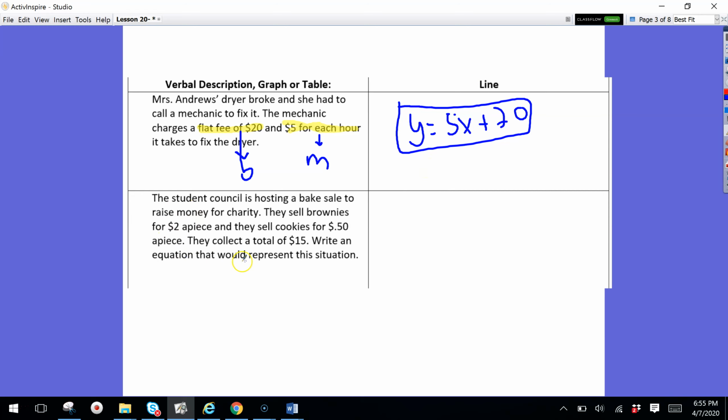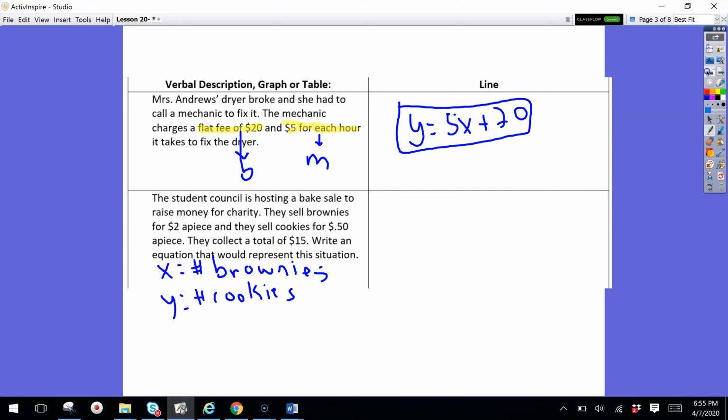Okay, in this next piece, the Student Council is hosting a bake sale to raise money for a charity. They sell brownies at $2 a piece, and they sell cookies at 50 cents a piece. Their total is $15. So we're going to say that the number of brownies is x, since they did not define that for us, and that the number of cookies is y.